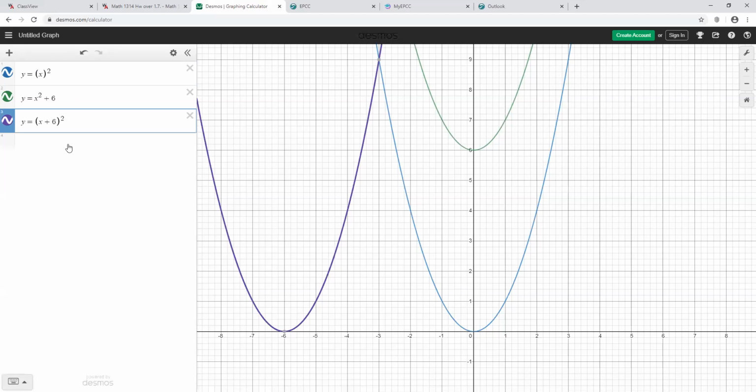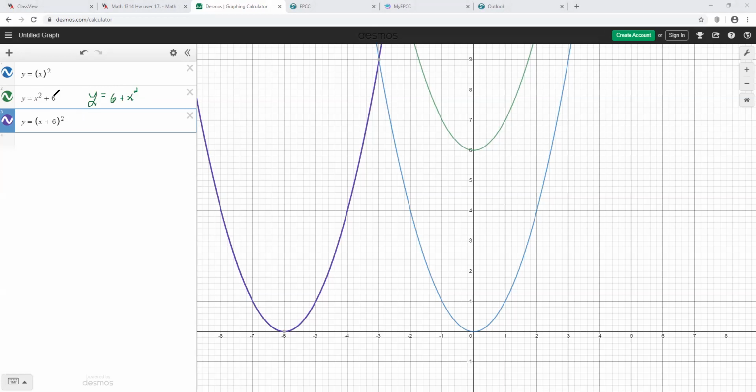And so what happens when you add or subtract, not inside the parent function, but outside? You could write +6 at the end of the equation, or we could write it this way. So these two are the same thing, it's just switching around, but it's still addition of 6, but outside of the parent function.